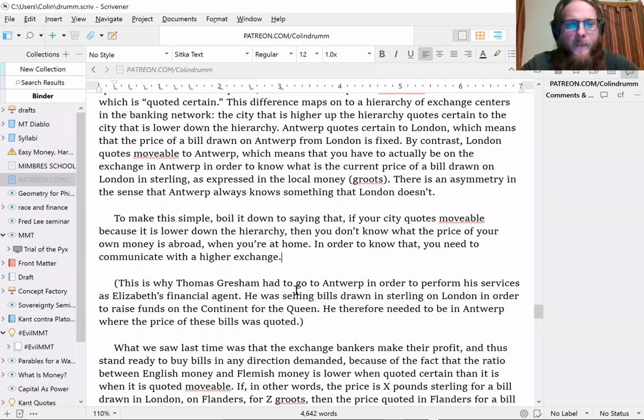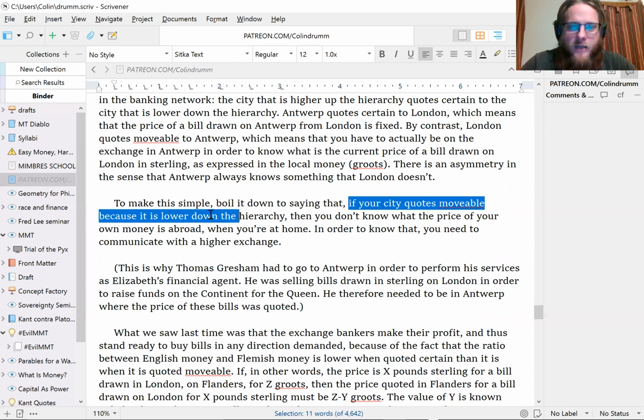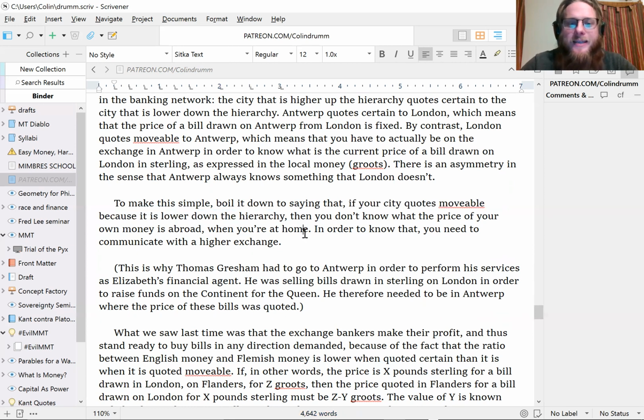So there's an asymmetry in the sense that Antwerp always knows something that London doesn't. There's an information asymmetry: if your city quotes movable because it's lower down the hierarchy, then you don't know what the price of your own money is abroad on the exchange when you're at home.